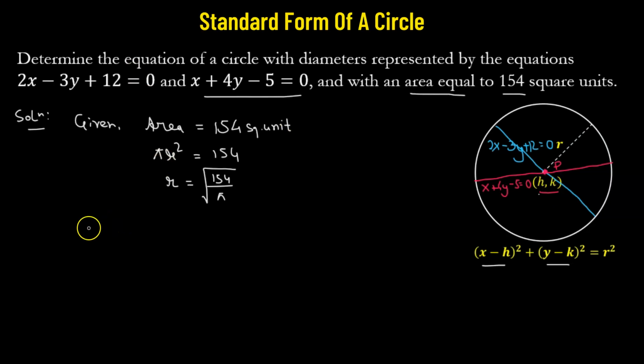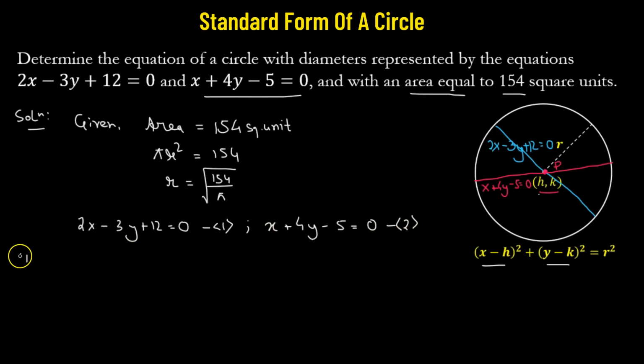So let us begin. Here we're given the equations of the diameters. The first equation is 2x minus 3y plus 12 equals 0. We're going to label this as equation number 1. And then we have the second equation of the diameter, which is x plus 4y minus 5 equals 0. Let's call it equation number 2. We'll have to find the values of x and y.